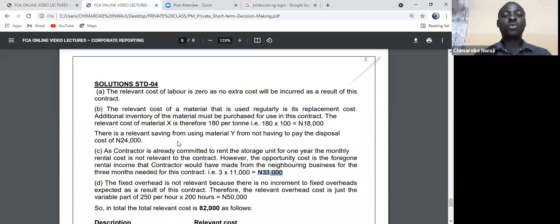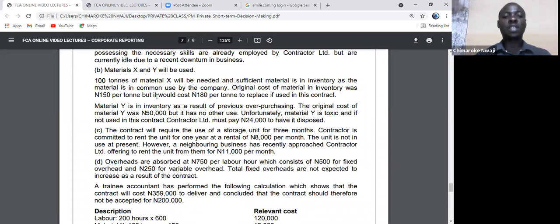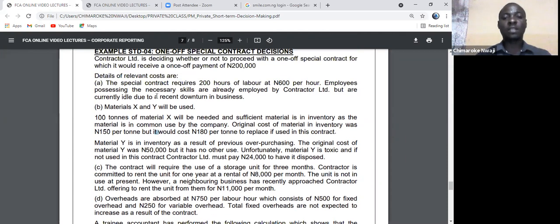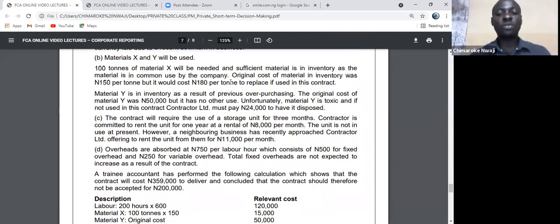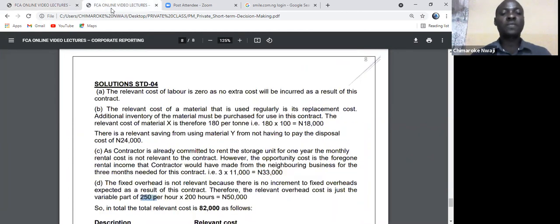So all you need to do is 250 naira per hour times 200 hours. Where did we get the 200 hours? Labor hours. We were told the special contract requires 200 hours. So you multiply by 250, that gives you 50,000. Is it 50,000? Yes, it's 50,000.